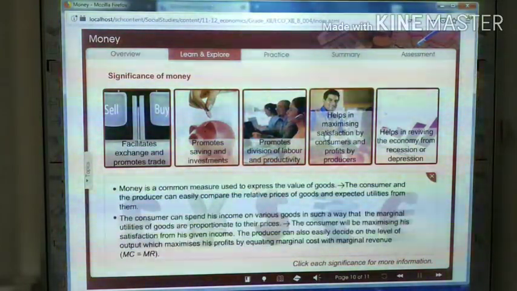Money is a common measure used to express the value of goods, so the consumer and the producer can easily compare relative prices of goods and expected utilities from them. The consumer can spend his income on various goods in such a way that marginal utilities of goods are proportionate to their prices. With this, he will be maximizing his satisfaction from his given income. The producer can also easily decide on the level of output which maximizes his profits by equating marginal cost with marginal revenue, which is MC equal to MR.